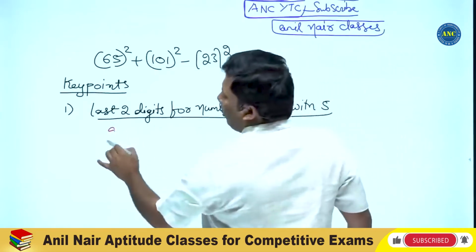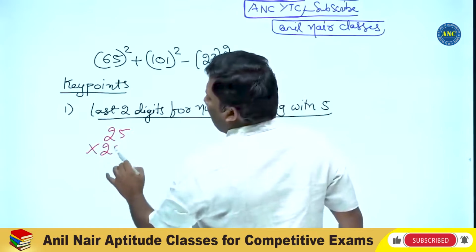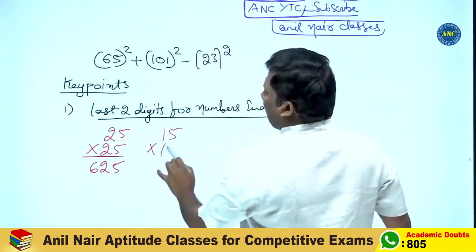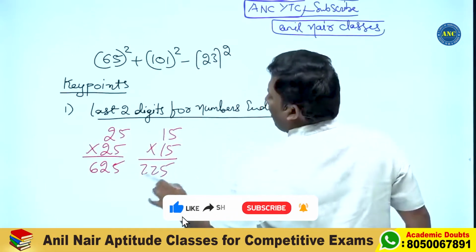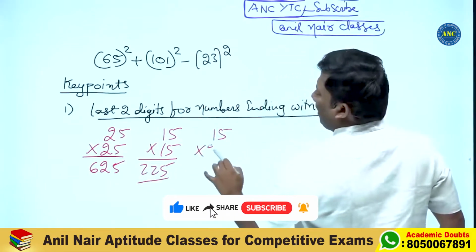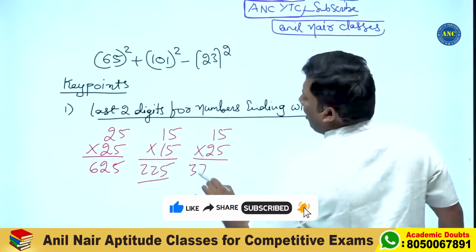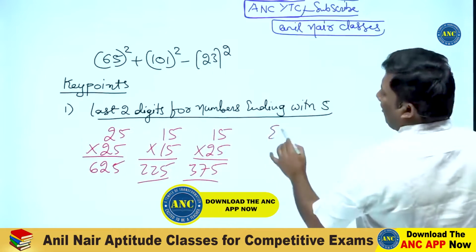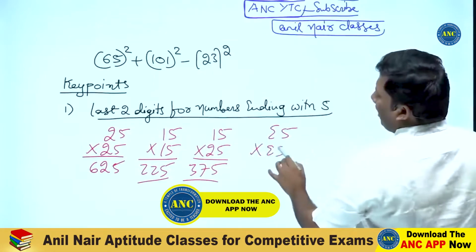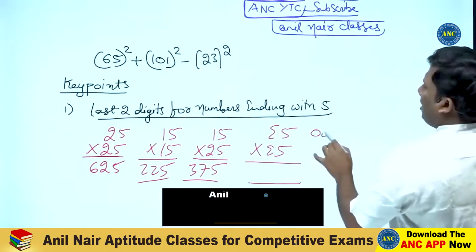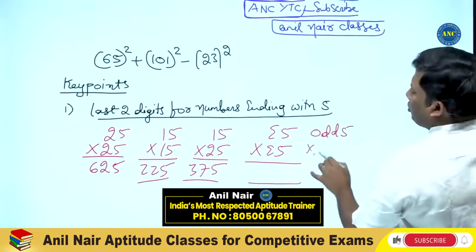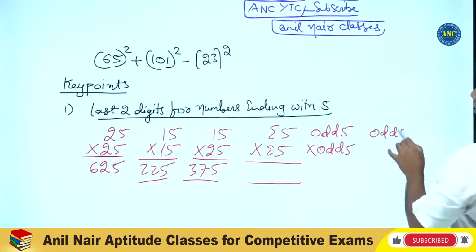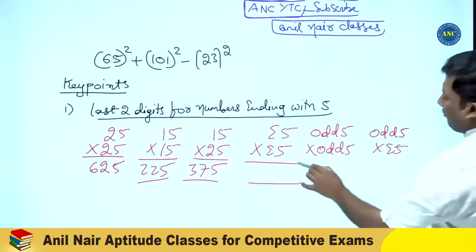Now see this one. 25 into 25 is 625. 15 into 15 is 225. 15 into 25 is 375. Already enrolled students were discussed in detail, right? 2 is an even number, even 5 into, again 2 is an even number. 1 is an odd number, odd 5 into odd 5. 1 is an odd number ending with 5, 2 is an even number ending with 5.